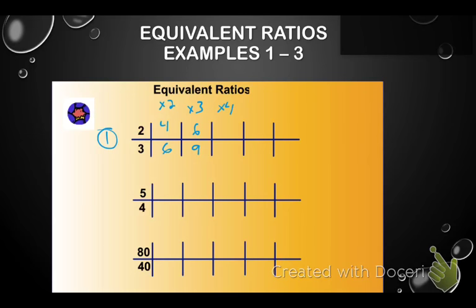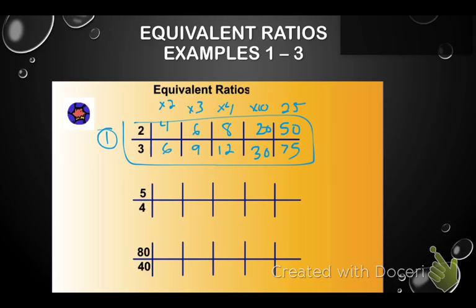2 times 4 is 8, and 3 times 4 is 12. And I can also do 2 more. Let's do times 10, which would give me 20 over 30. And let's multiply it by 25. And that would be 2 times 25 is 50, and 25 times 3 is 75. So those are our equivalent ratios for example number 1.